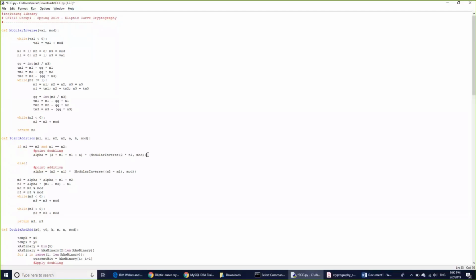Now let's do a live demo. Okay, this is Nazma Bandla. I'm going to explain the Python code we used for implementing elliptic curve cryptography.